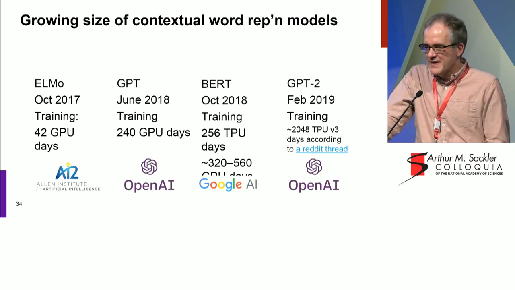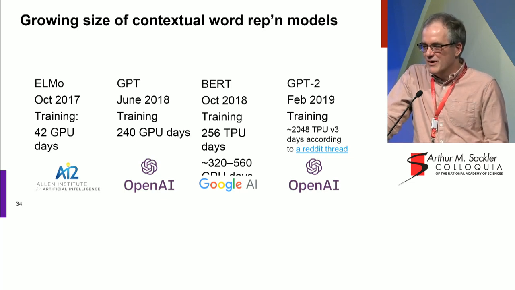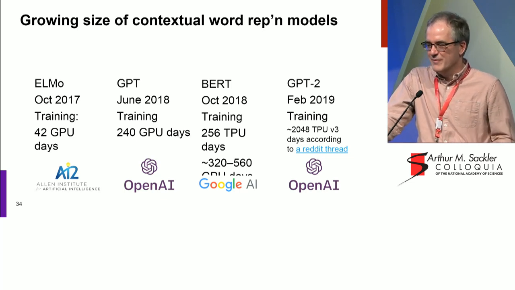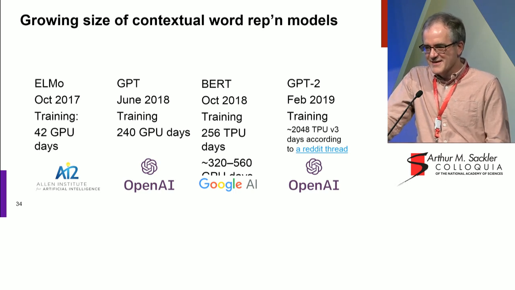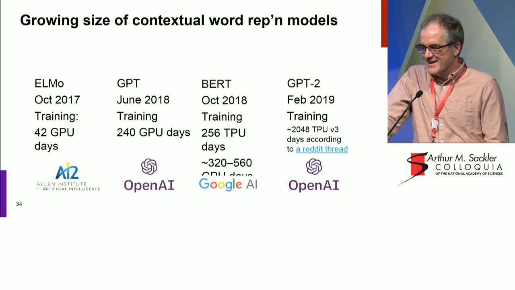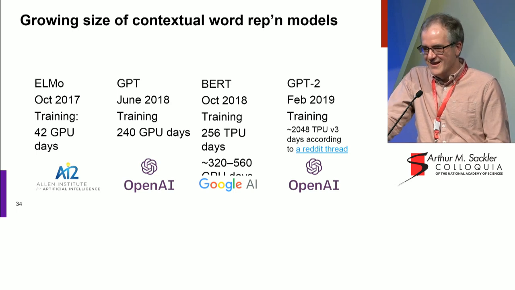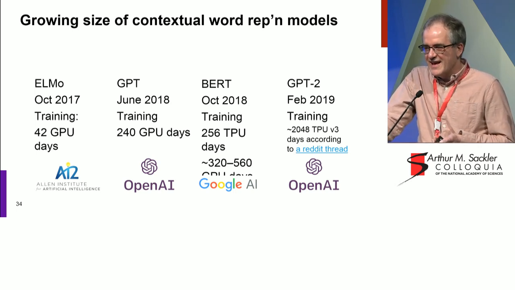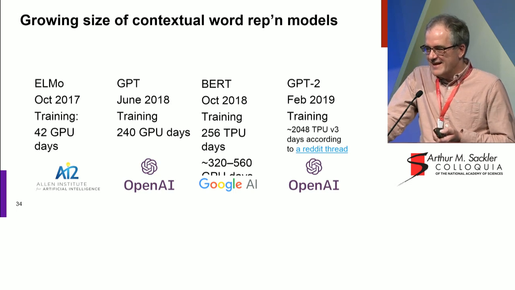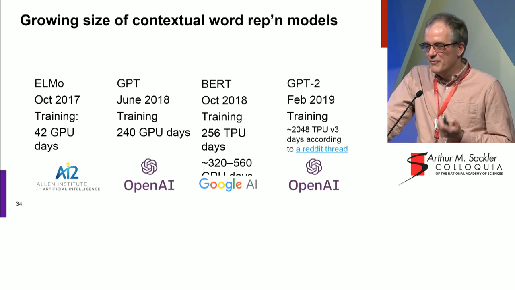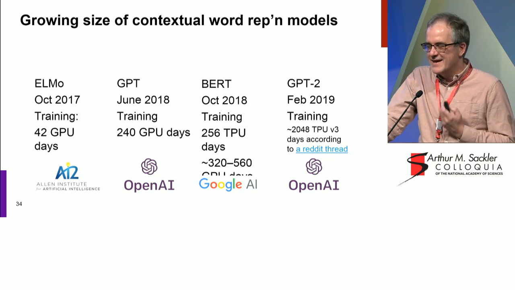And so that then led into people trying to build bigger and bigger contextual word representations from language models of this sort. This is the part where things get into industrial scale, and how much you can do depends on how big your computing budget is. But bigness helps for something, but it's not that the ideas are complex. The ideas are really quite simple.